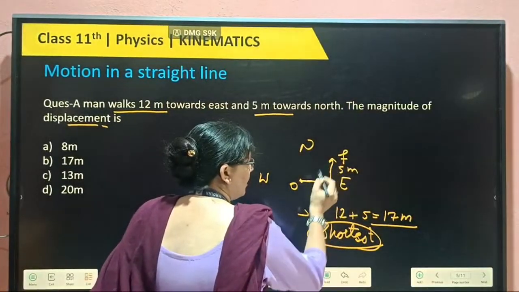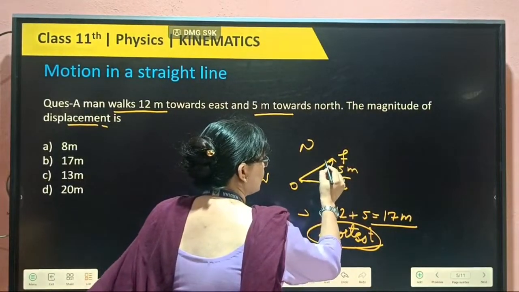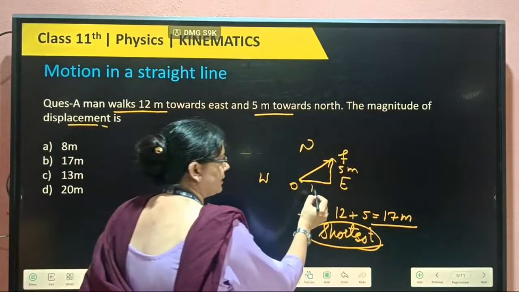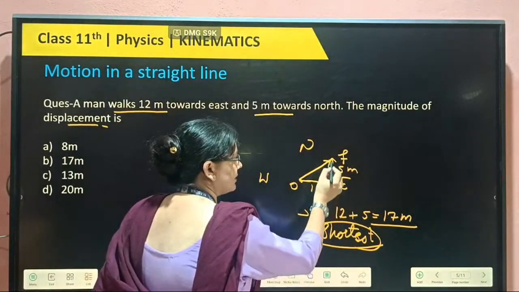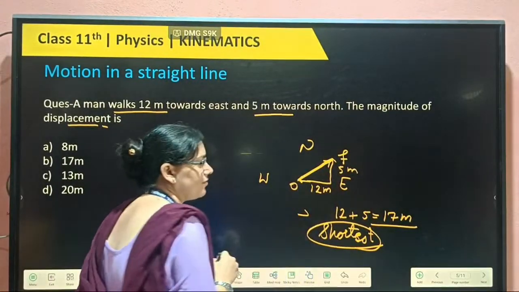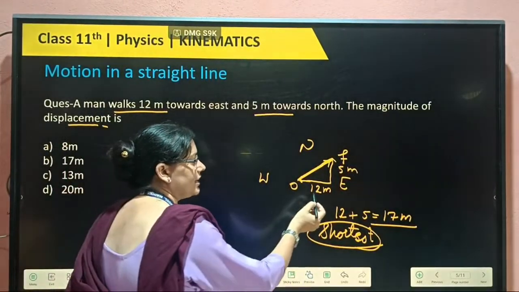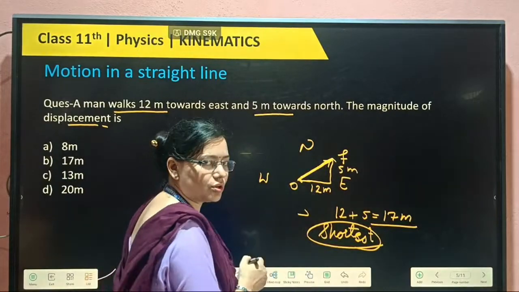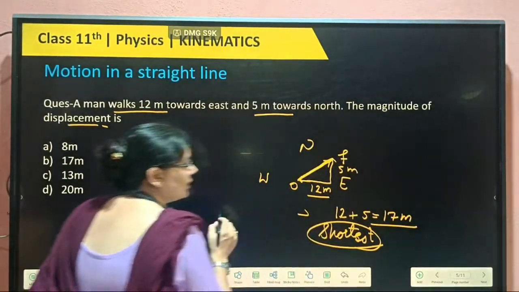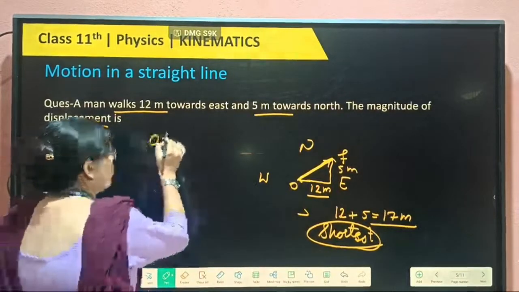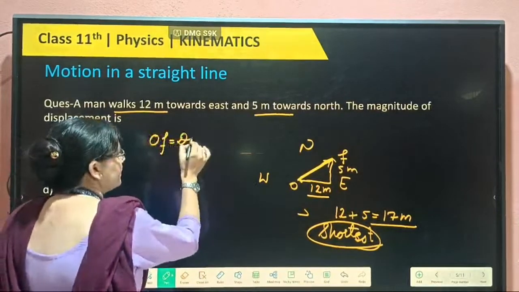But shortest path, we can say, this is our shortest path. This one is 12 meter, this one is 5 meter, and this one is our shortest way. When you find this one, it will be our displacement. So how can we find it? Use Pythagoras theorem, with your 12 meter and this one 5 meter. Here we can write OF, this one is our displacement.